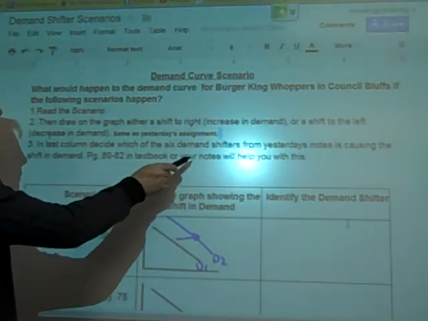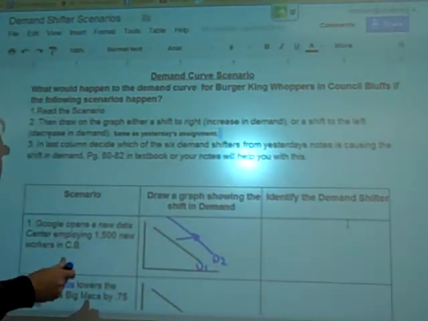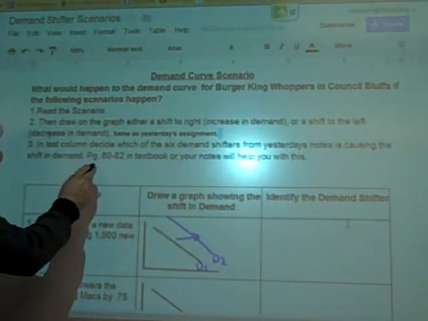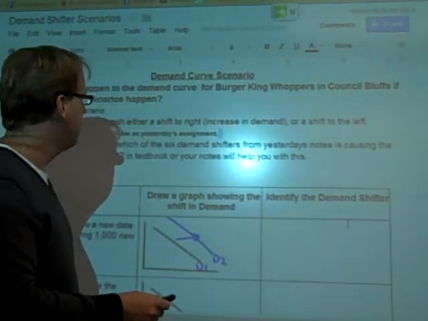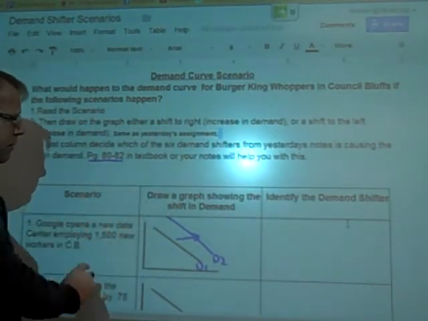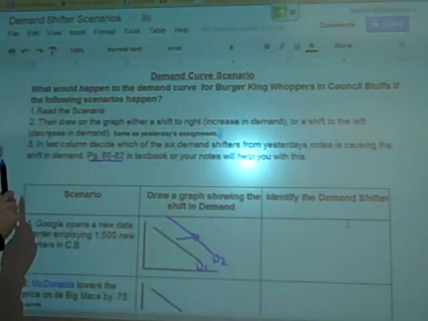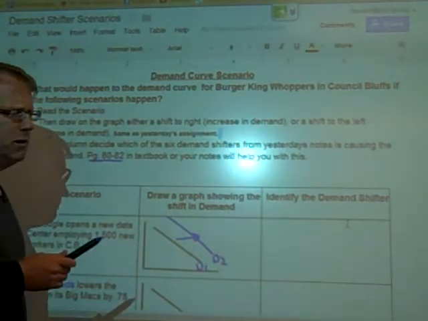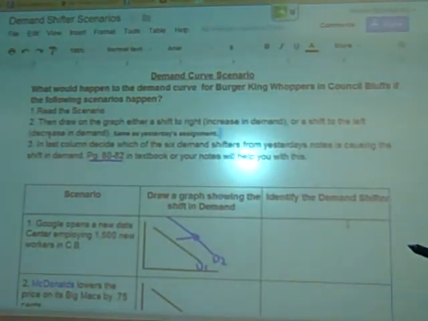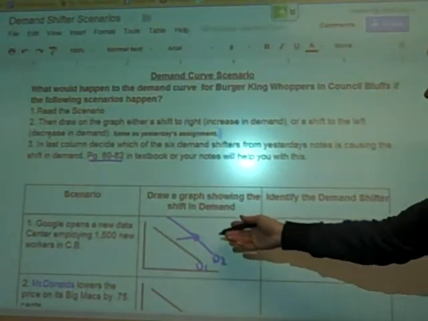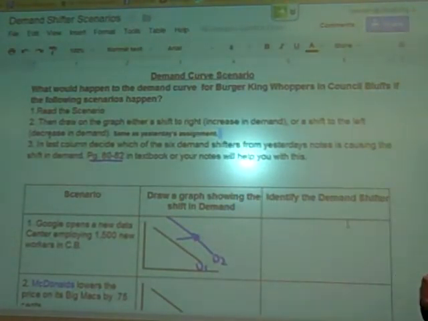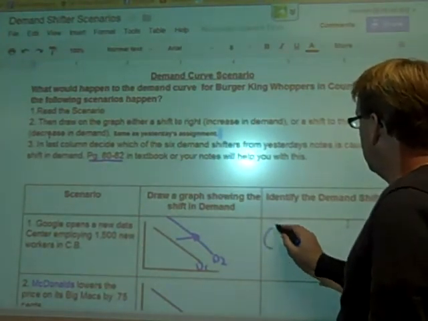And the third thing you have to do, in the last column, is decide which of the 6 demand shifters from yesterday's notes is causing the shift in demand. If you didn't get those notes, this is on pages 80 to 82 in the textbook, or you can borrow somebody else's here in class. But I'll help you with this. For this one, it says there are 1,500 new workers in Council Bluffs. To me, that sounds a lot like the shifter, a change in the number of consumers. There's more people out there making money, maybe going to lunch, working in Council Bluffs. So odds are that's going to cause a shift in demand to the right. So that's a change in the number of consumers, and that's the shifter I'm going to write here.